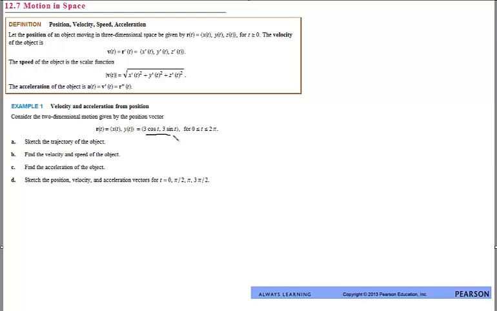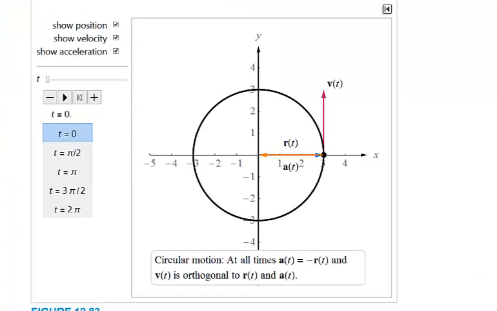In example 1, they want us to look at the two-dimensional motion given by this position vector right here. If you'll notice, that happens to be a circle of radius 3. So let's look at their beautiful little animation that they have for us in the text. Here's our circle of radius 3, so when they asked us to graph it, we can see our position vector, our velocity vector, and our acceleration.